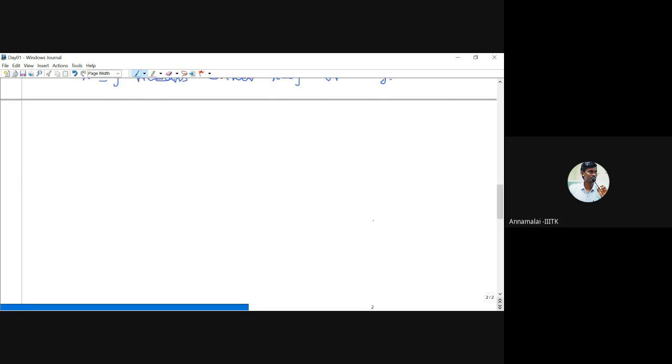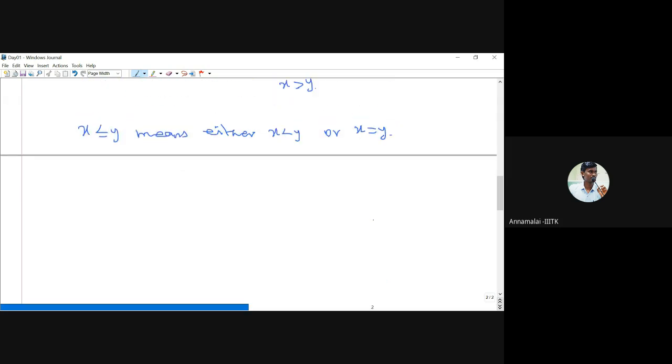Suppose two real numbers satisfy both relations: x less than or equal to y and y less than or equal to x. This implies that x should be equal to y. The two real numbers should be equal. That is another important condition. Suppose two real numbers satisfy these two inequalities, then the two real numbers should be equal.